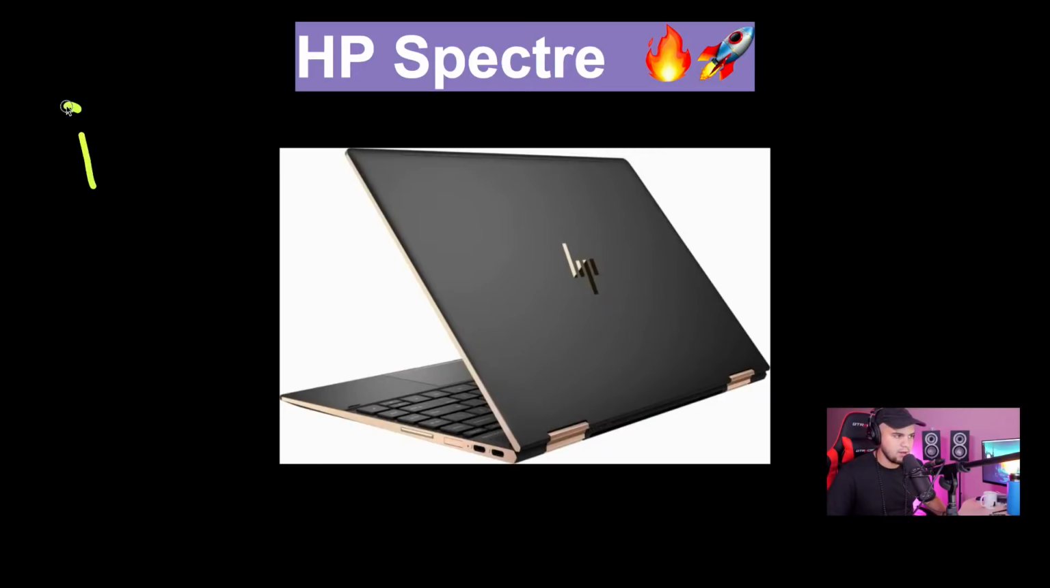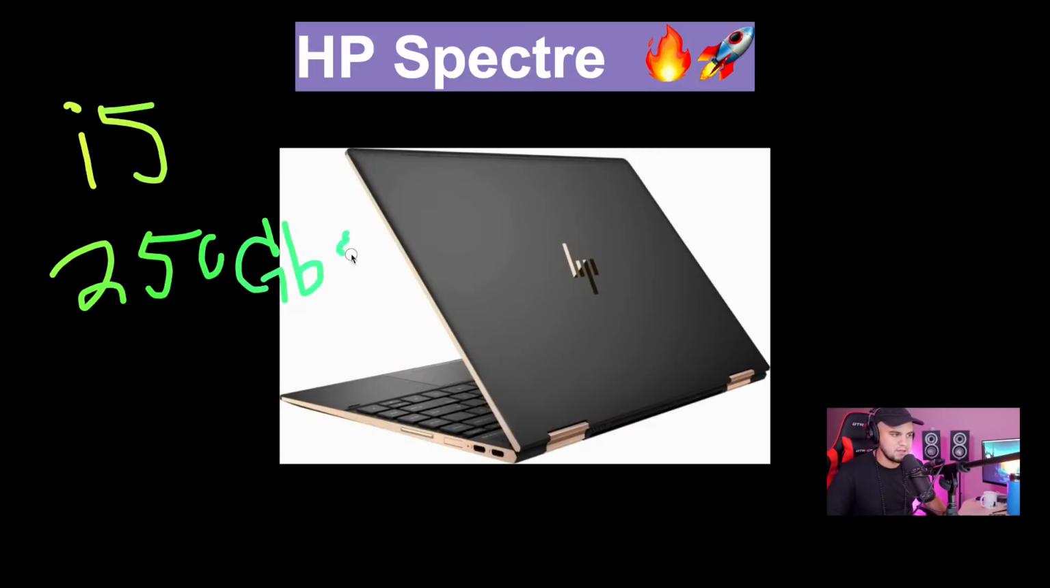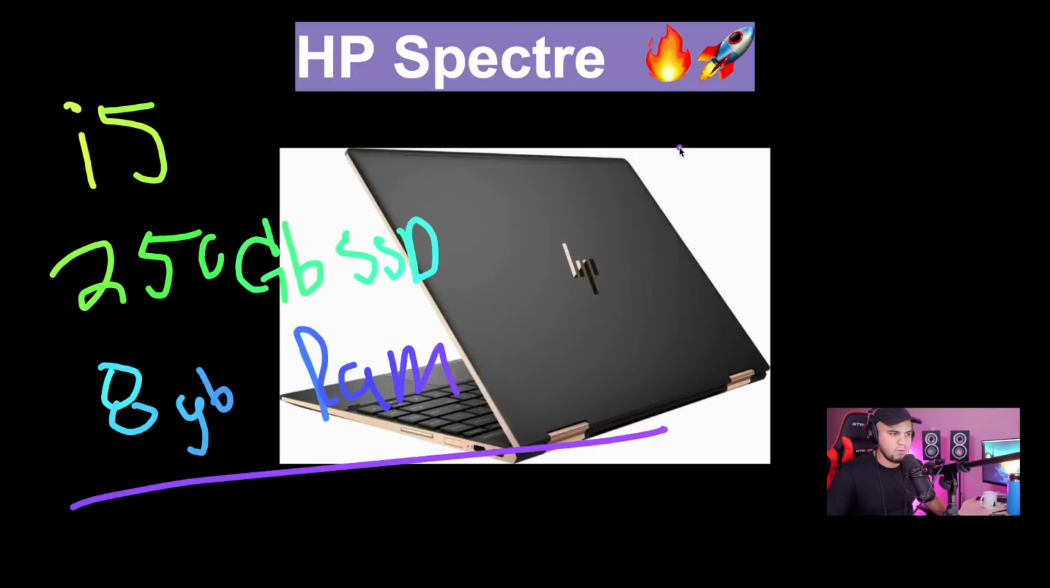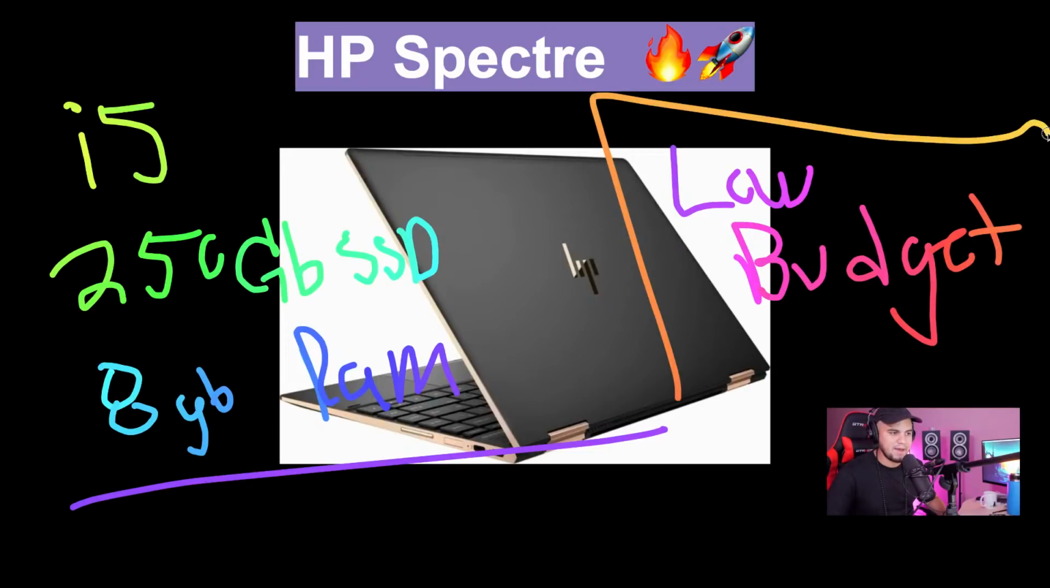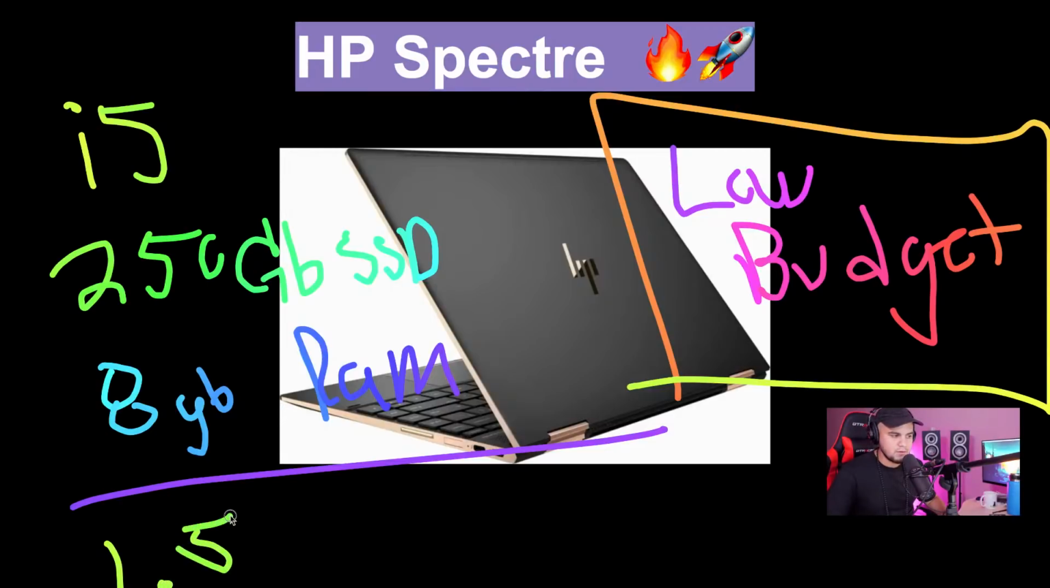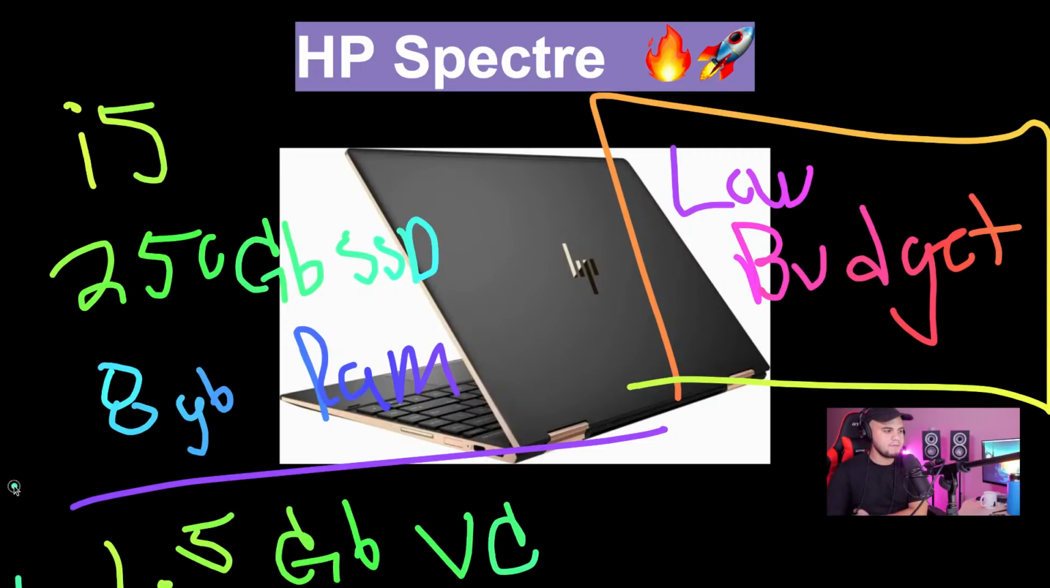So i5, and then get maybe a 250 gigabyte SSD, and then get at least 8 gigabytes of RAM. And this is my example for low budget computers. If you have this, at least you're not going to be that bad. And if you can get a video card of at least 1.5 gigabytes, I think you're set. This is pretty decent.